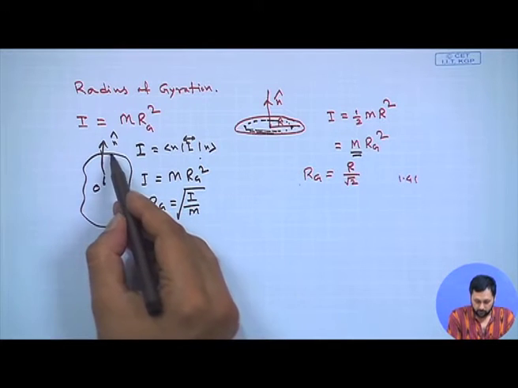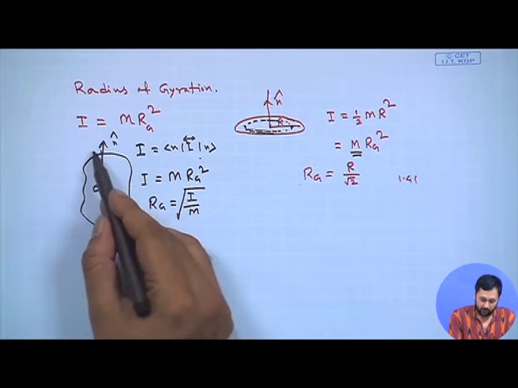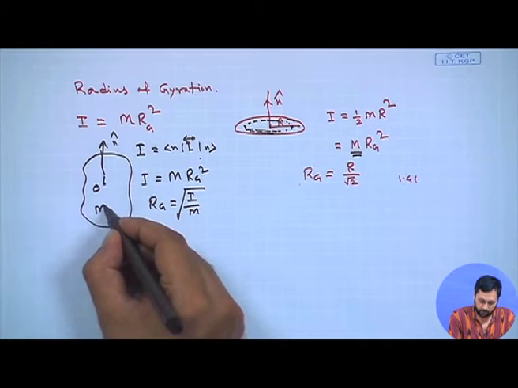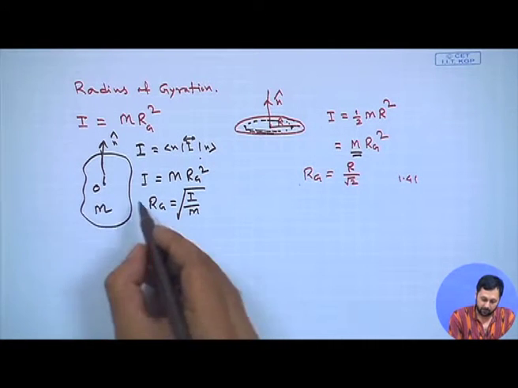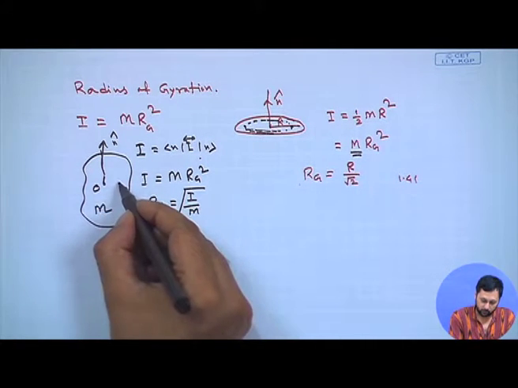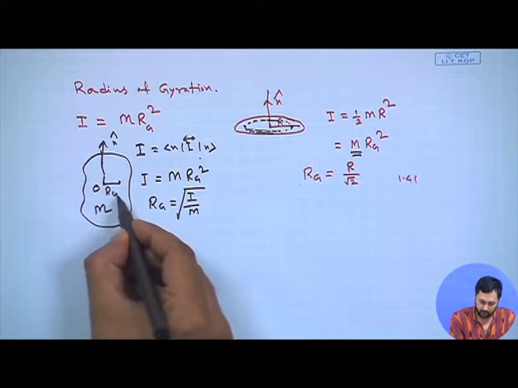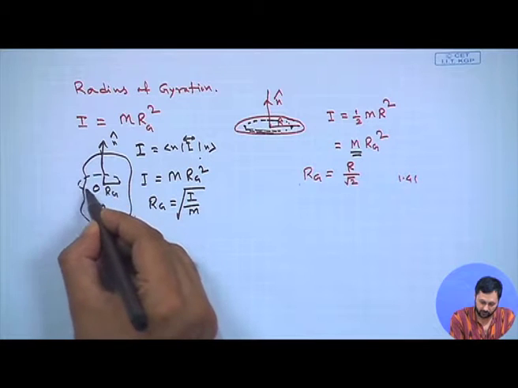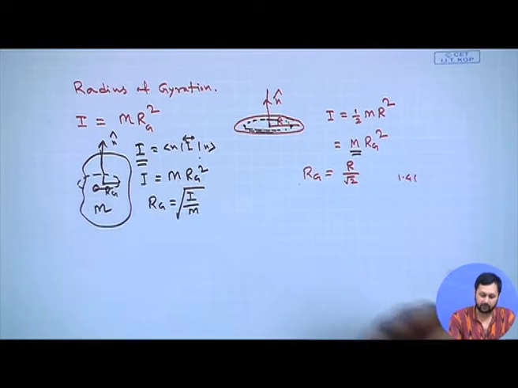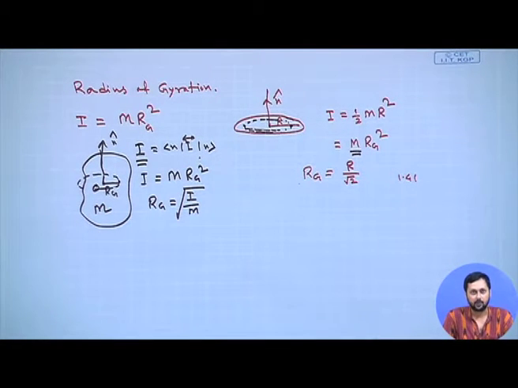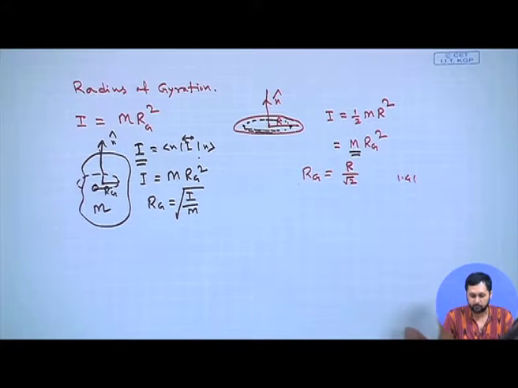Now what this means is, if the mass of the object is m and we represent this whole system with a point mass which is at a distance rg and rotating around the same axis, it will produce the exact same amount of moment of inertia. So this is a very important aspect of engineering design, and we will take up maybe some examples, or I will give it to you in your assignment.